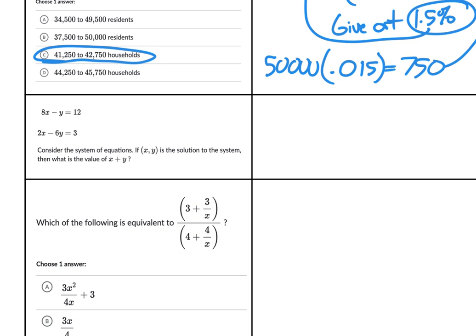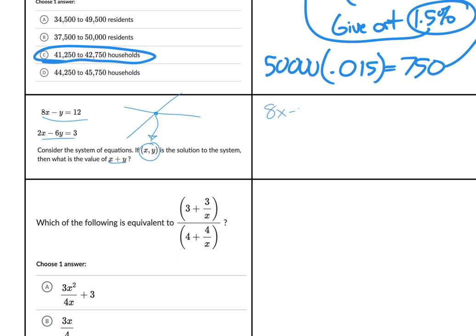Okay, consider the system of equations. If (x, y) is the solution to the system, then what is the value of x plus y? Okay, so I need to find the solution, and then I need to add them together. There are a few ways to do this. You could do this on Desmos. Just type these in, it's going to graph it and give you the point. That will be the (x, y). That would be the easiest way to do it.